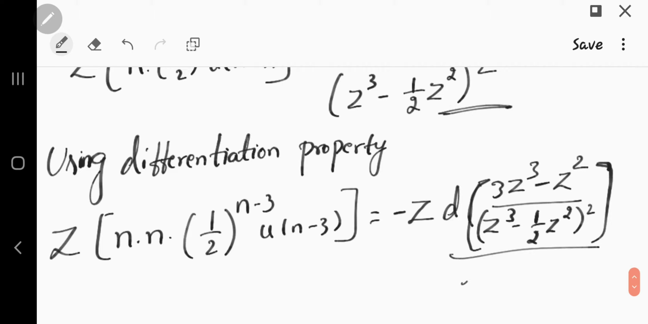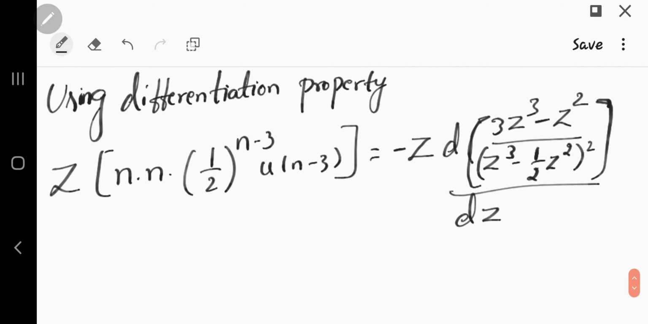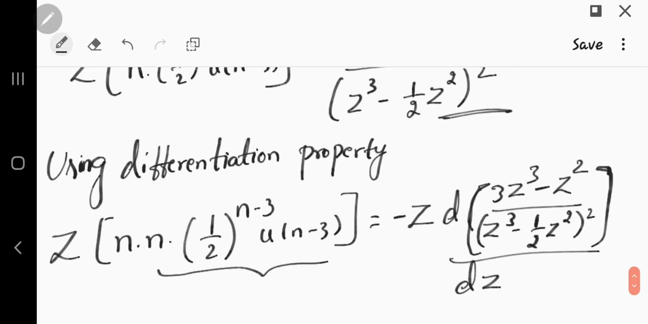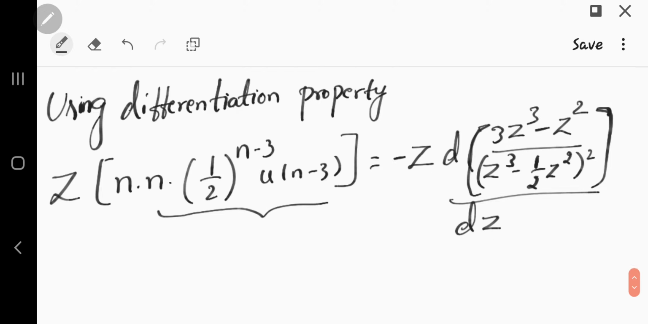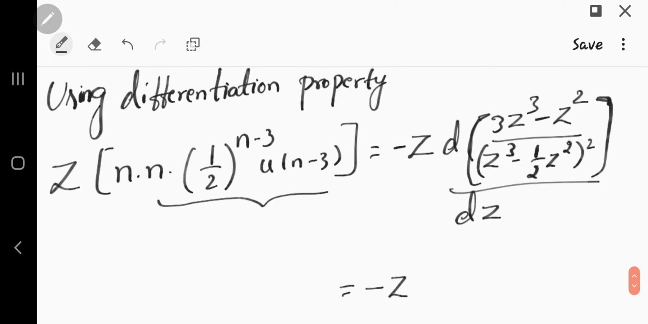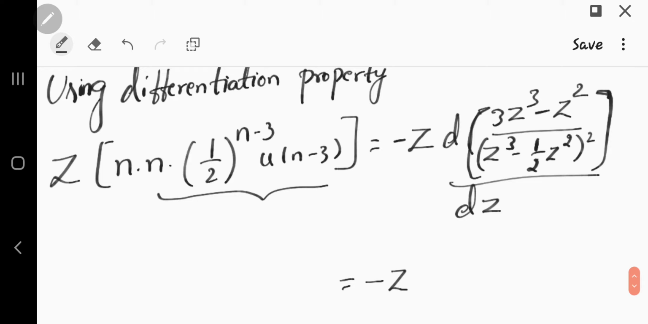So this is with respect to z we have to do. So this entire term we have the X of z for this. Now I have taken this n into x of n, so again differentiation property I have applied. Now minus z into, if you differentiate this once again, that is 3z cube minus z square divided by z cube minus 1 by 2 z square.